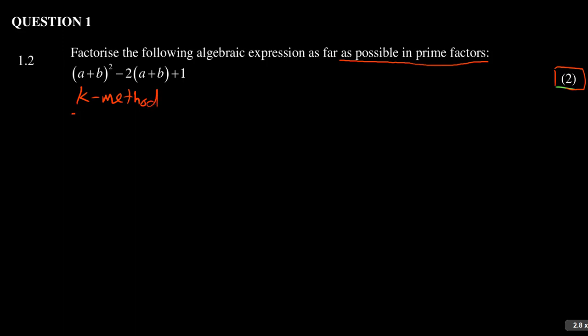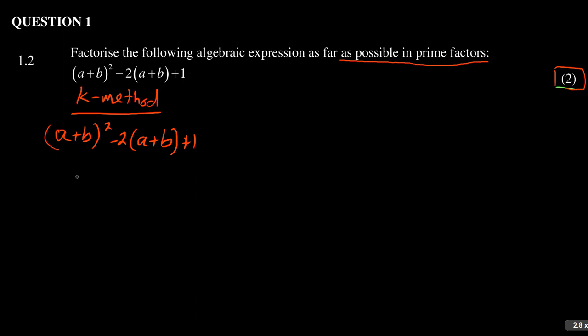And what do we mean by saying use the K method? Now you are given (a plus b) squared minus 2(a plus b) plus 1. So if you use the K method, it becomes easier for you to understand what you're dealing with.